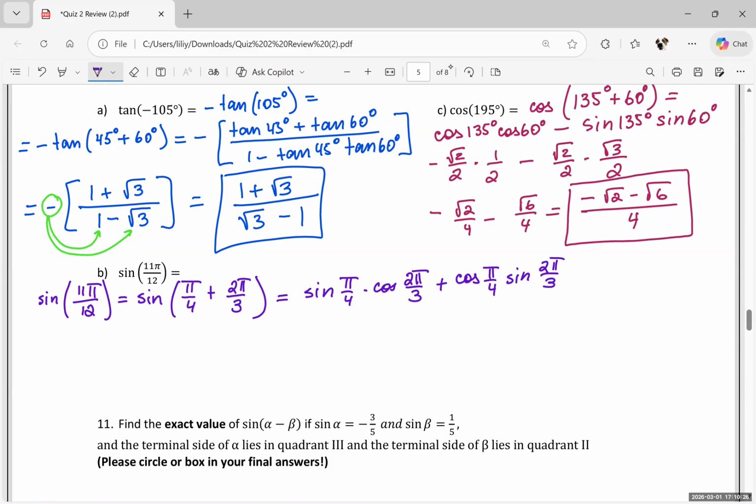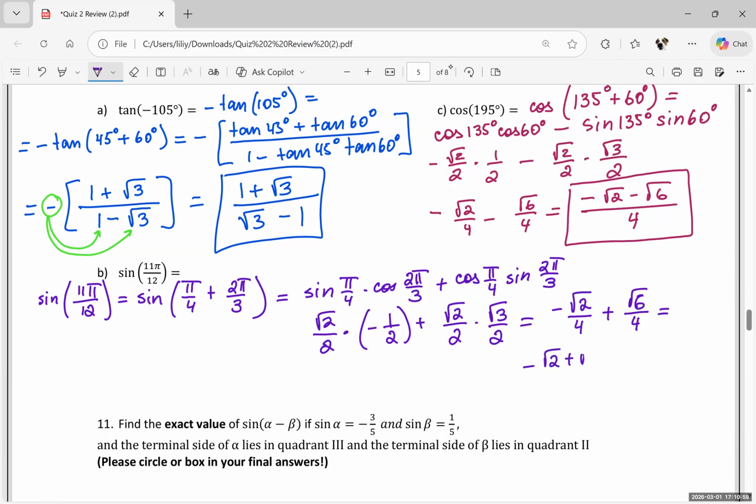Then from the unit circle, go ahead and grab the values. Square root of 2 over 2 for sine of pi over 4. Cosine of 2 pi over 3 is actually negative, negative 1/2. Plus cosine of pi over 4, square root of 2 over 2. Sine of 2 pi over 3 is positive square root of 3 over 2. So this is negative square root of 2 over 4 plus square root of 6 over 4. Putting it under one denominator, you can write it as negative square root of 2 plus square root of 6 over 4, but it is more common to put the square root of 6, the positive value, first. I'll accept both answers.